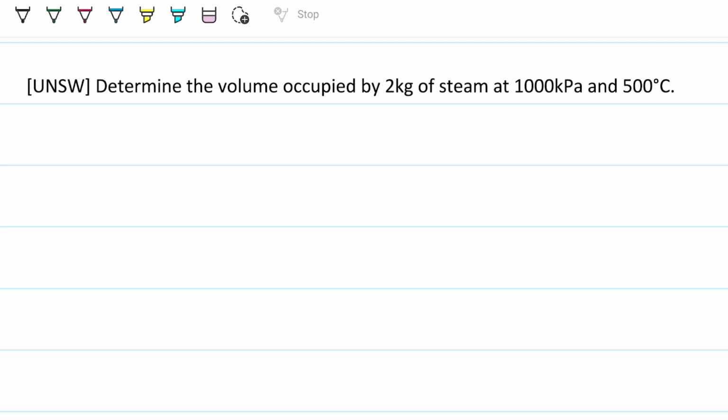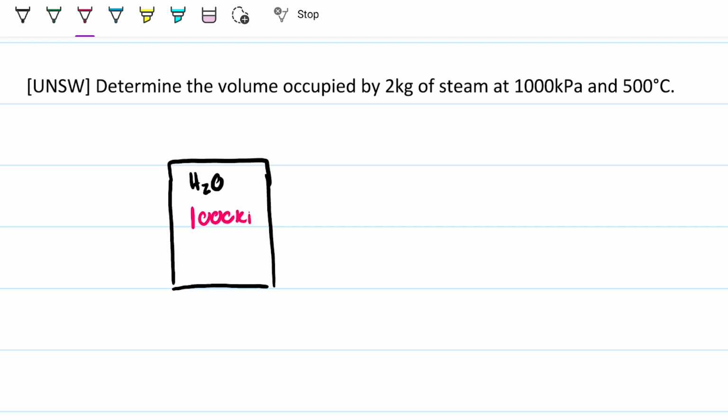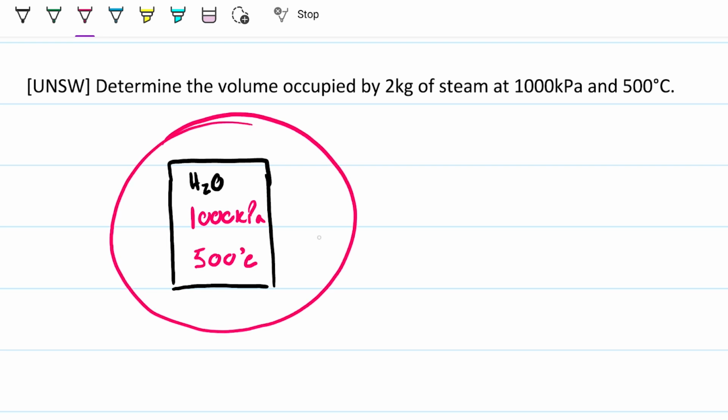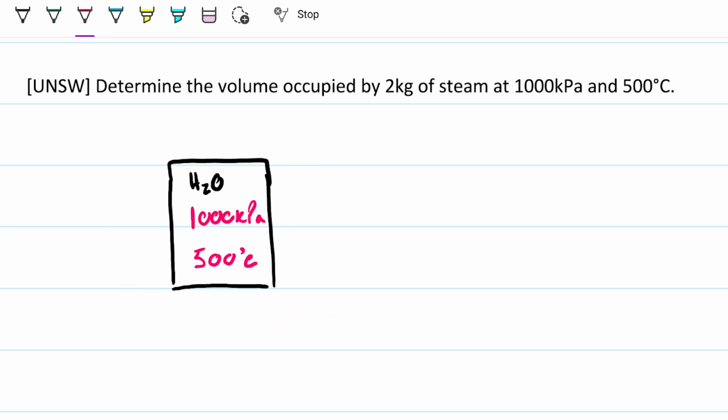Easy to understand. Today, a very straightforward question, easy to solve in the realm of pure substance analysis. We are to determine the volume occupied by 2 kilograms of steam at 1000 kilopascals and 500 degrees Celsius. So very simply, we have a system, a box, a container, a tank that has only water inside, only steam, only H2O. It is at 1000 kilopascals and at 500 degrees Celsius. We know after doing all these problems on thermodynamics that this is probably going to be superheated, but we can be sure, right? What's the game plan here?